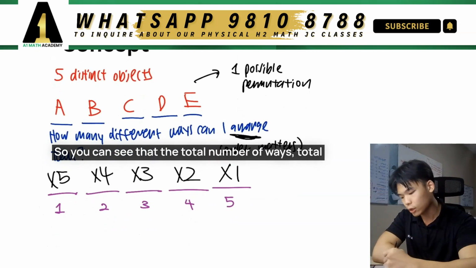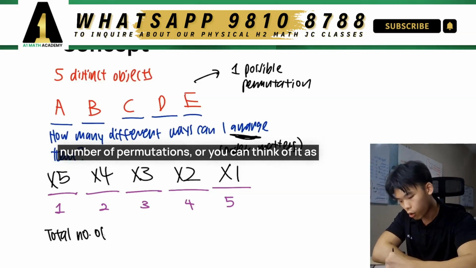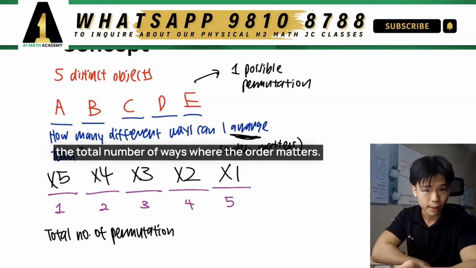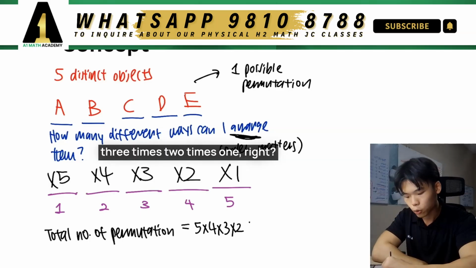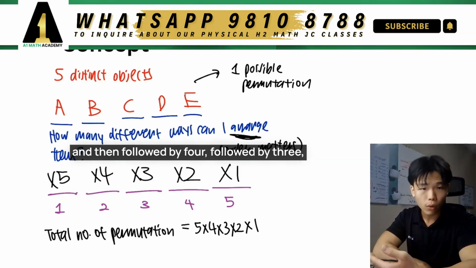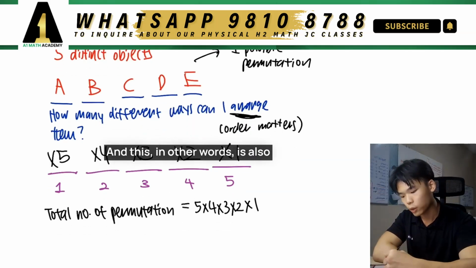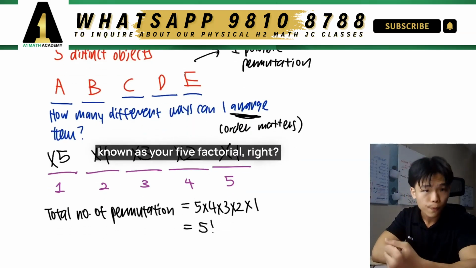So you can see that the total number of ways, total number of permutations, or you can think of it as the total number of ways where the order matters, is just 5 times 4 times 3 times 2 times 1, right? Because we got 5 options at the start, and then followed by 4, followed by 3, followed by 2, followed by 1, right? And this, in other words, is also known as your 5 factorial, right?